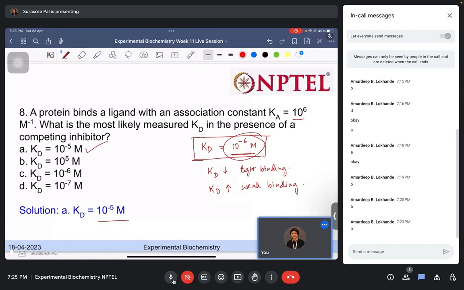So we can assume that the Kd value of 10 to the power 5 molar is not correct. It is in the positive, so it will not be correct. 10 to the power minus 6 is when there is no inhibitor. 10 to the power minus 7 is when the binding becomes more tight, and this does not happen in presence of an inhibitor. So in presence of an inhibitor, the binding becomes weaker, so the Kd value will increase. So the correct solution will be A.